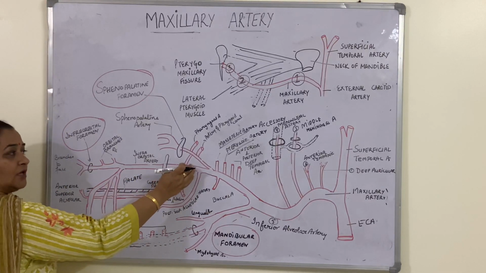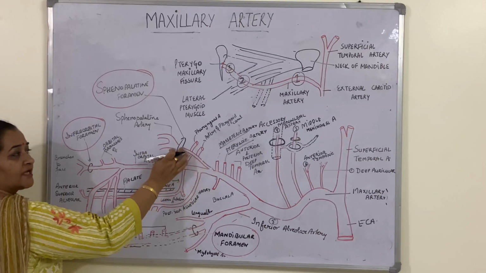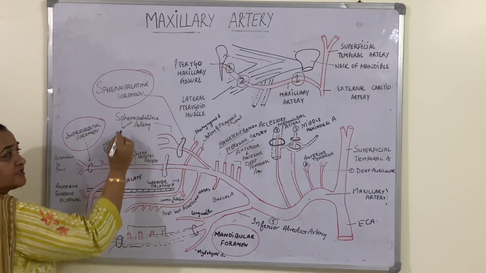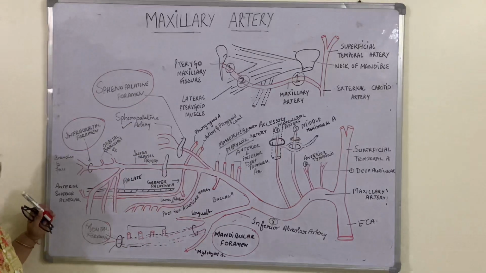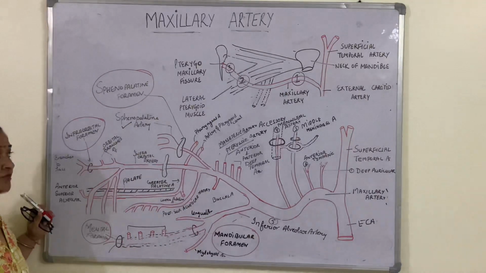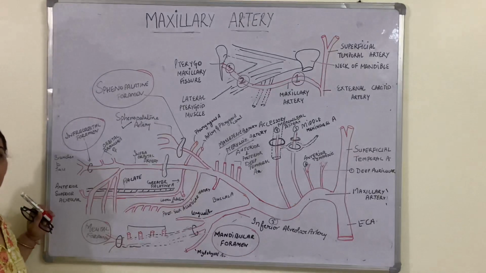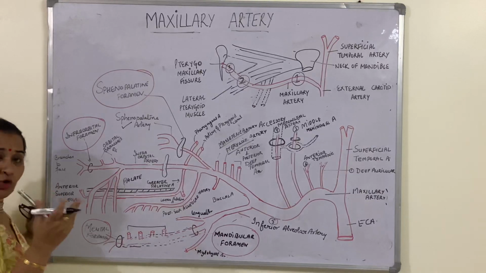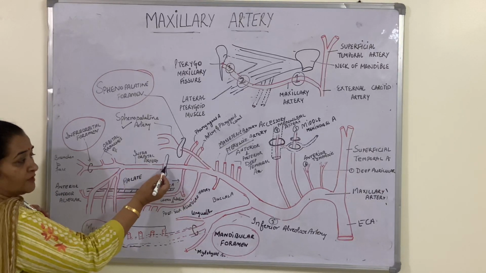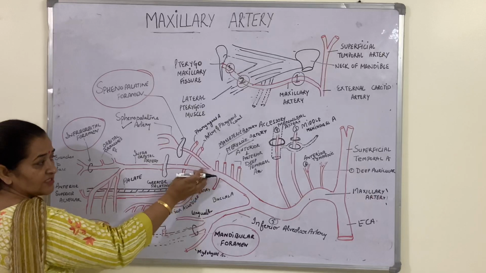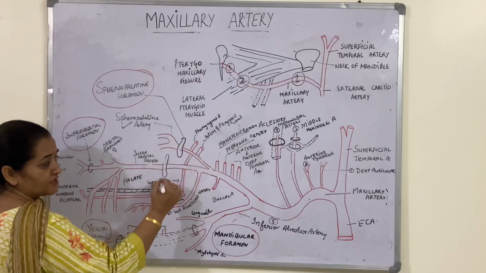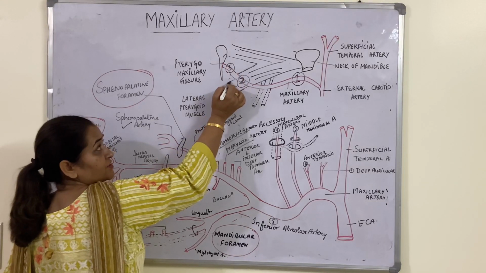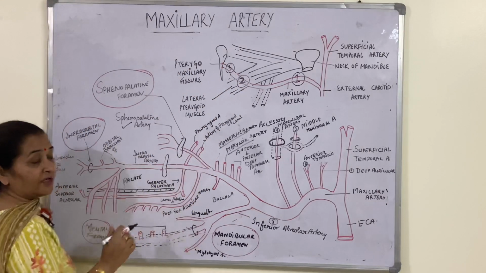Now after that, one branch enters through the sphenopalatine foramen, and that artery is given the name sphenopalatine artery. This sphenopalatine artery further divides into medial and lateral nasal branches, which supply the lateral and medial wall of the nasal cavity. Now, this portion of the artery lies between the two heads of the lateral pterygoid and the pterygopalatine fossa.